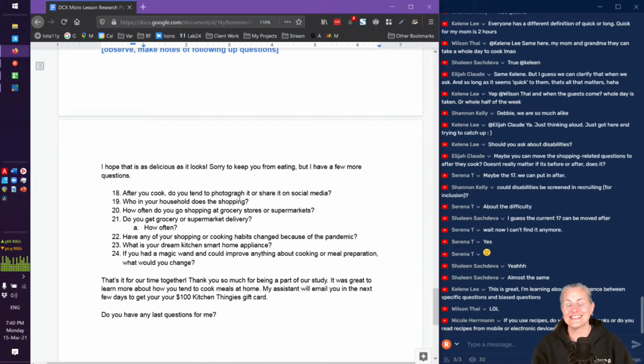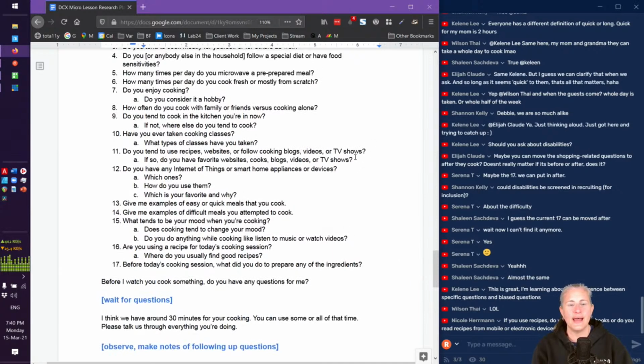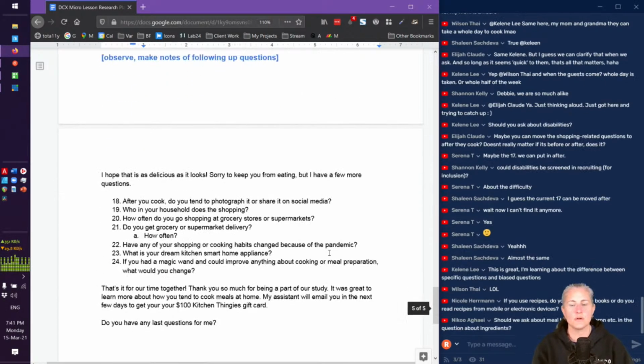I hope that's as delicious as it looks. Sorry to keep you from eating, but I have a few more questions. Nicole says, if you use recipes, do you use recipe books or read recipes from mobile or electronic? I think we'll get a little bit of that from blogs, videos, TV shows. I'm not sure we have to ask them if they have paper recipe books or not.